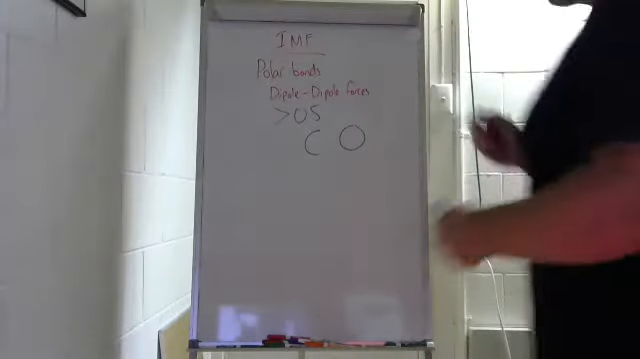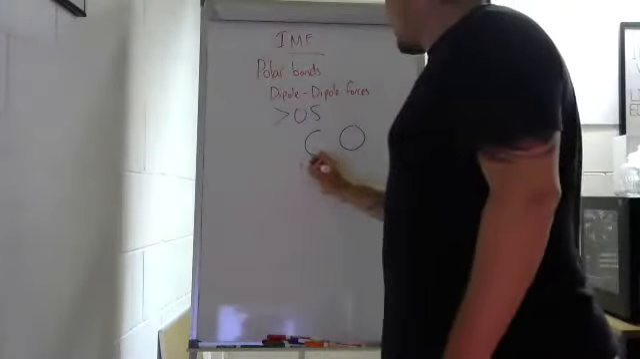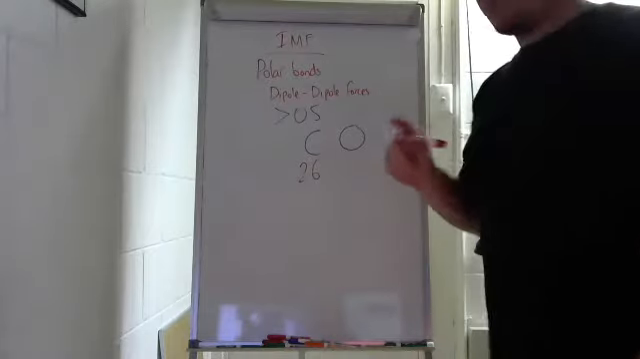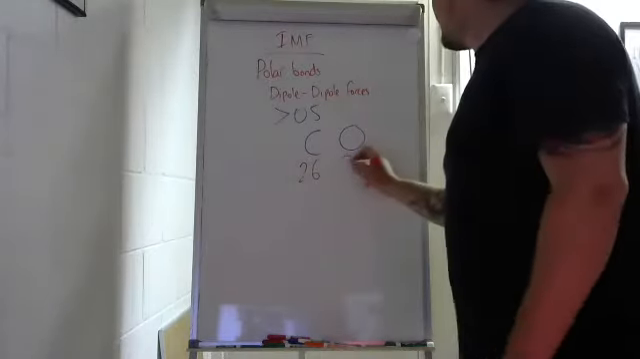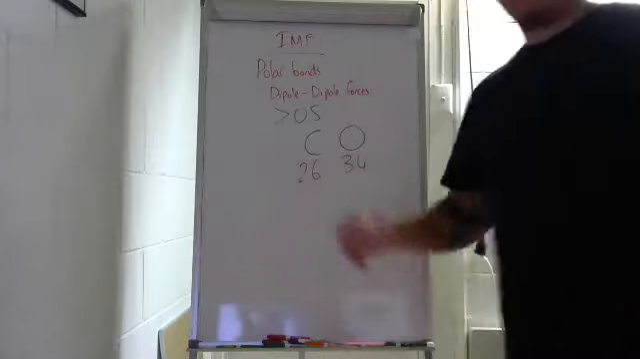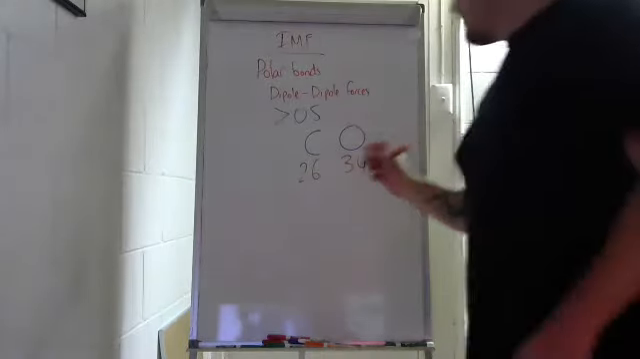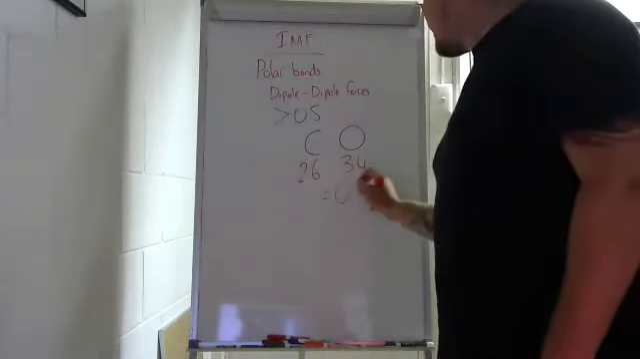So carbon should be 2.6. I could have written it down and gotten these wrong, but I'm pretty sure they're right. And oxygen is 3.4, giving us a difference of 0.8.